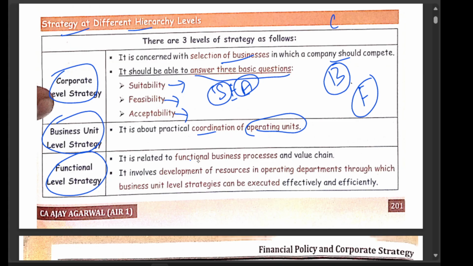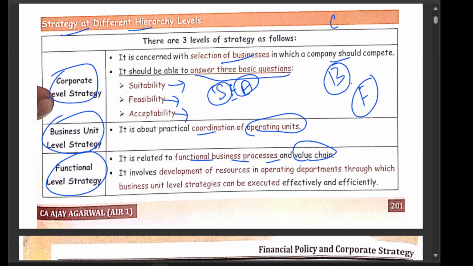Function level is related to functional business processes and the value chain. So what is a functional business process? There's a process that functions there. So we have an order, and we need to function it. This is the process we need to complete. This is the business process we have: how to complete stage one, stage two, up to stage eight, and give the finished product.